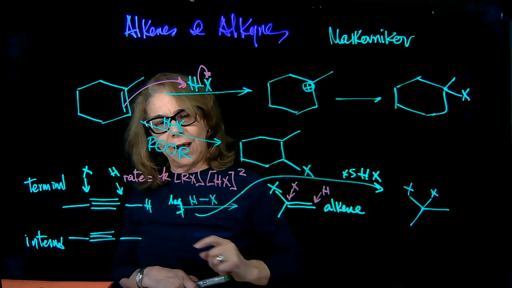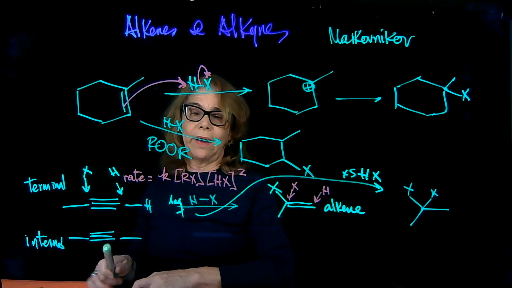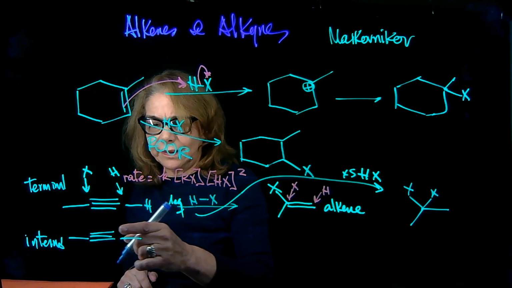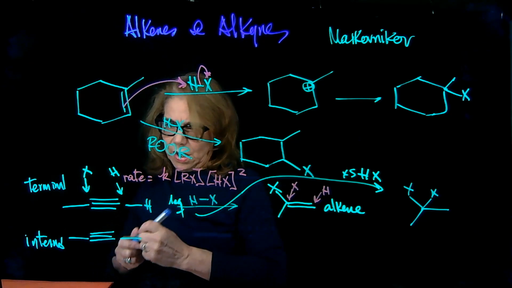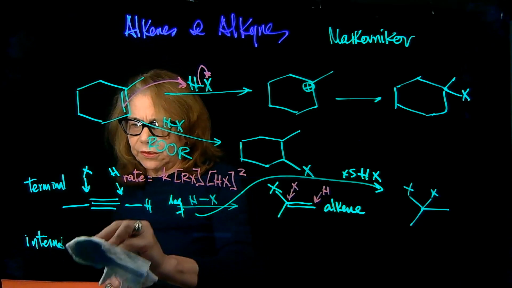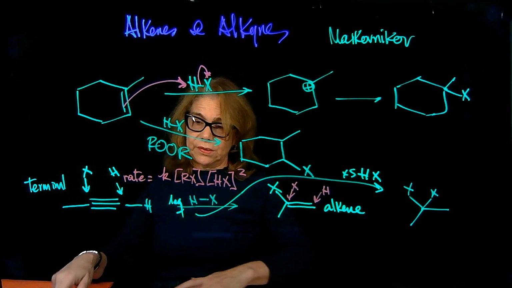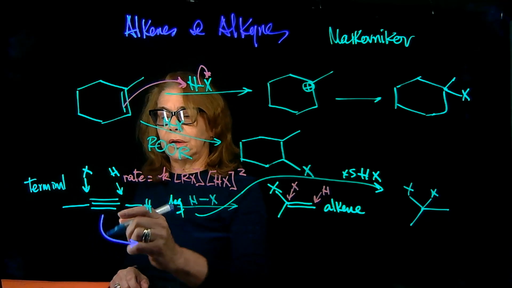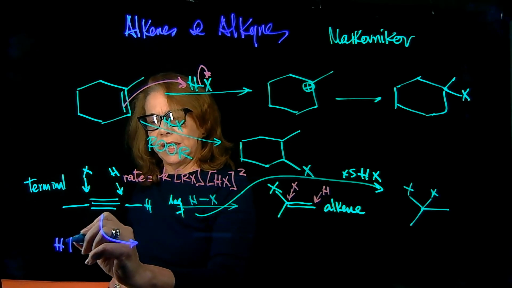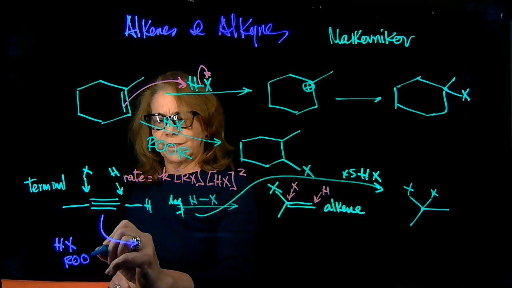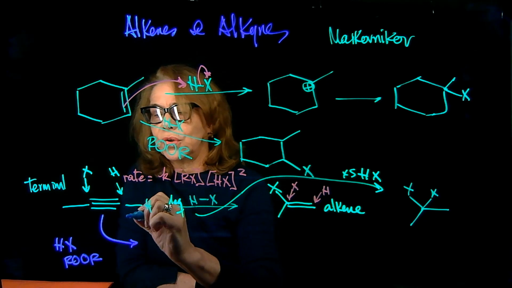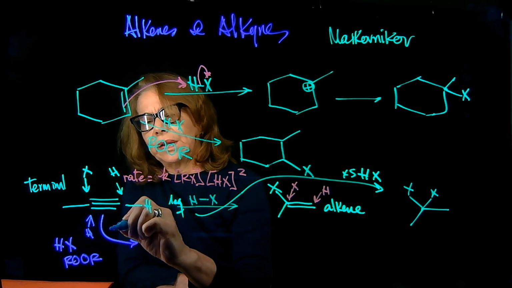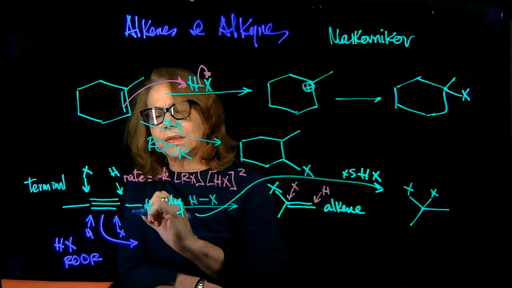Now, with peroxide, we will also have the opposite regioselectivity. I'm going to erase the internal alkyne and keep working with the terminal alkyne. So now it's anti-Markovnikov if this is HX with peroxide. Now you will be adding the H here, and I'm using a different color so that we see that, and the X is going to go here.